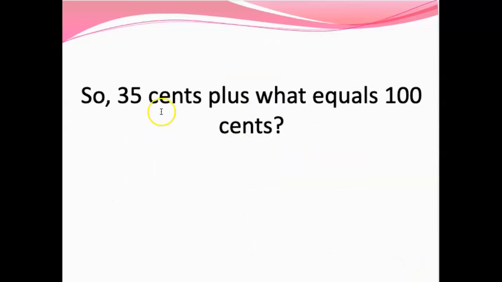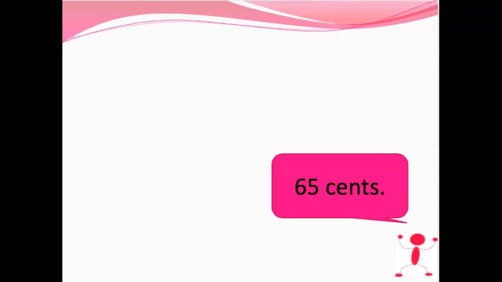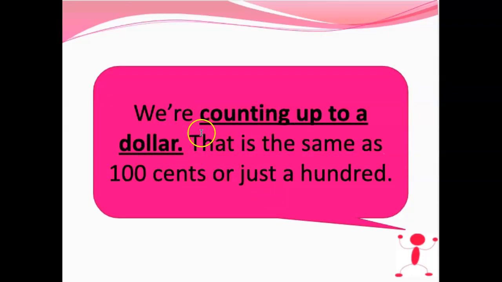So when we write that in a sentence, you want to be thinking about 35 cents plus what equals 100 cents. And we just said that, right? It's 65 cents. So what we're doing is we're counting up to $1. That is the same thing as 100 cents or just 100. So we're going to be starting with an amount of change today, and we're going to be adding on to it to make 100 cents or make $1.